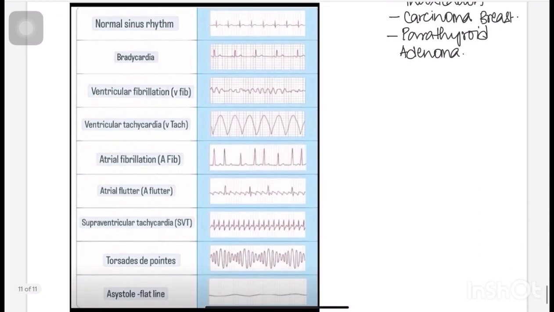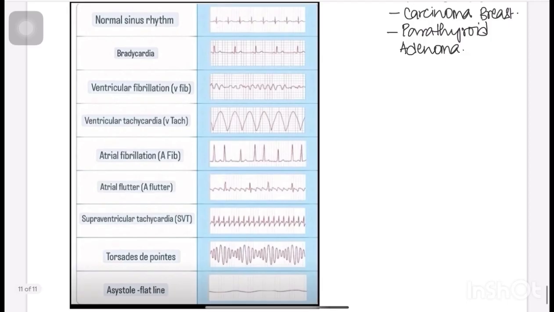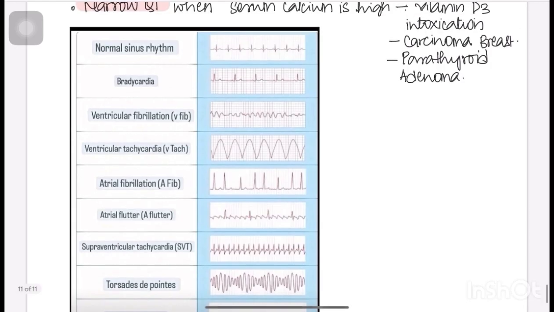Alright, so this is a diagrammatic representation of the normal sinus rhythm and certain associated abnormalities. So that's all for ECG.